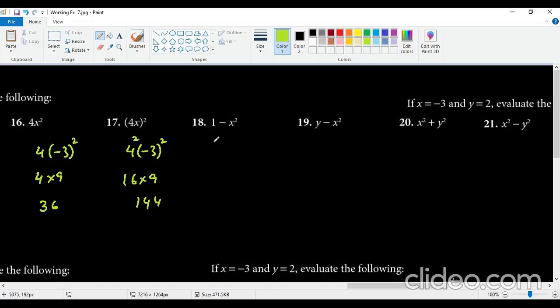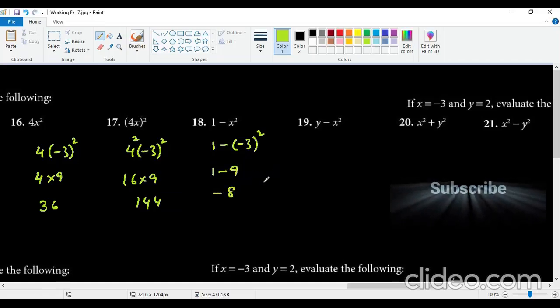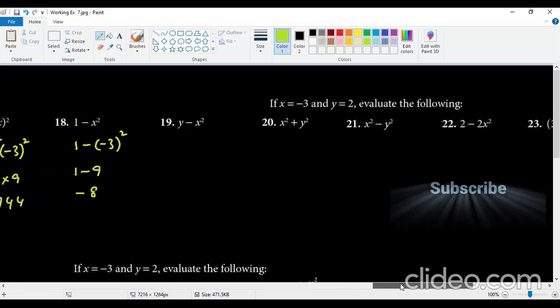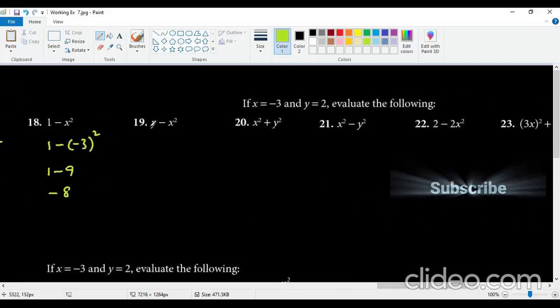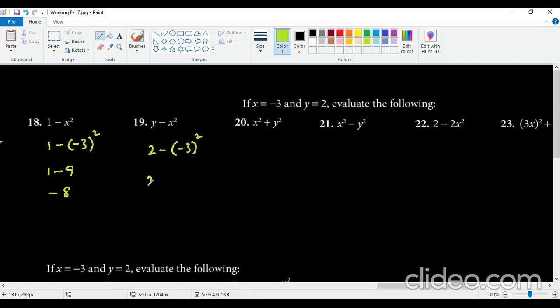Now 1 minus x, where the value is negative 3 square. That means 1 minus 9 is going to give you a minus 8. Now the value of y is a 2, minus x square means minus 3 square. That means 2 minus positive 9, so it's going to give you a negative 7.